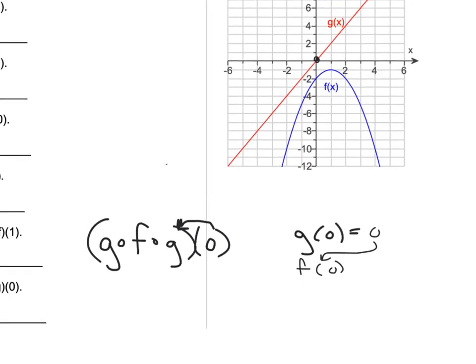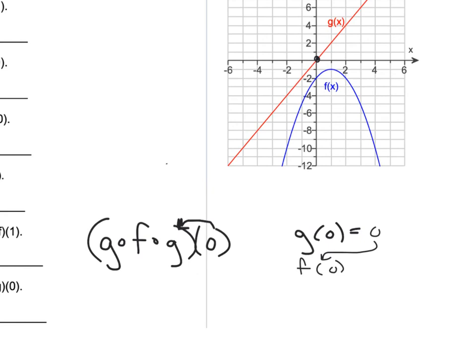Move up. So F of 0, so like X is 0, so when X is 0, where is it on F? You go down to the blue graph. There's my point. That's right there. My Y value is negative 2. Right, negative 2. Now one more time.